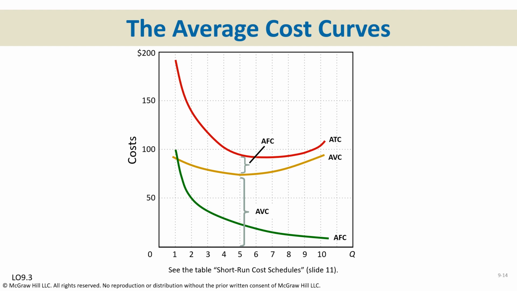The only difference between the ATC and AVC is the AFC. Remember, ATC is equal to AFC plus AVC, or AFC is equal to ATC minus AVC. So the vertical distance between the ATC and AVC is the AFC. You want to get used to measuring AFC in this way because at some point the AFC will no longer be included in the graphs.